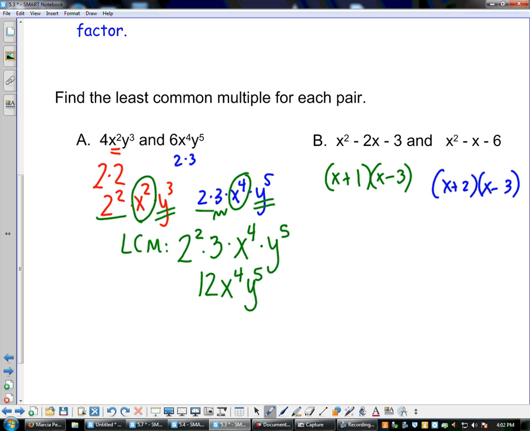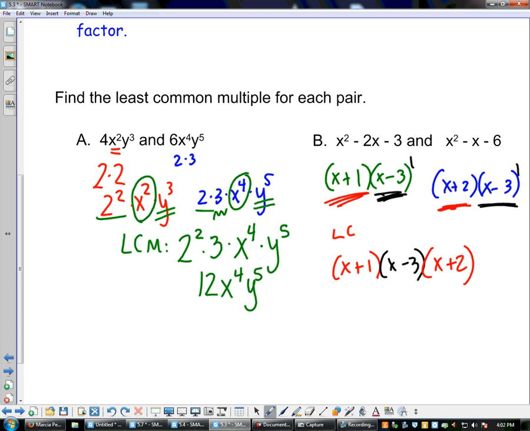So if I want to find the least common multiple, I see an x plus 1 here, but I don't see any x plus 1 over here, so I know I must have an x plus 1 to the first. I see an x minus 3 here and here, both just to the first, so I need an x minus 3 to the first here. And lastly, I see an x plus 2 here. I don't see any over there. I have to have that represented, so I get an x plus 2. So this is going to be the least common multiple for this problem.